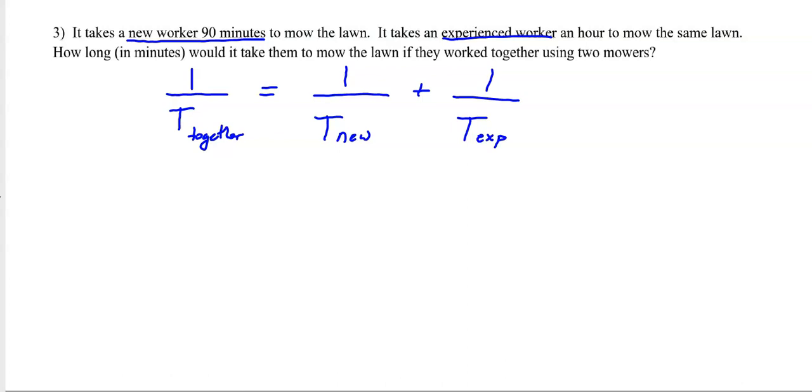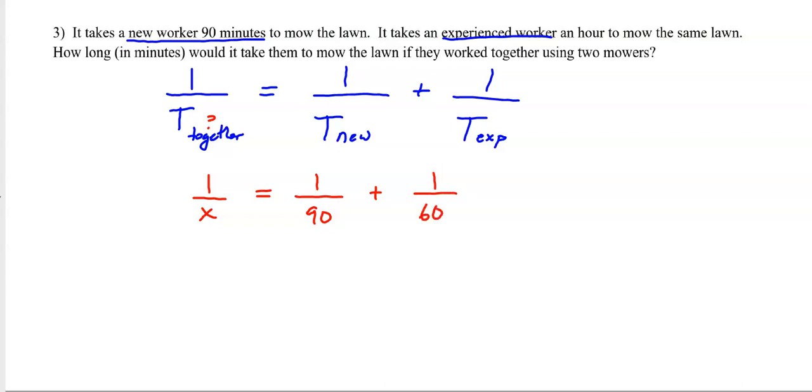So we know 2 out of these 3. We just don't know the together. This is the part that we don't know. So I'm going to go 1 over x equals 1 over the time it takes. We can do one job in 90 minutes for the new person, and then we can do one job in an hour, which is 60 minutes, for the other person.